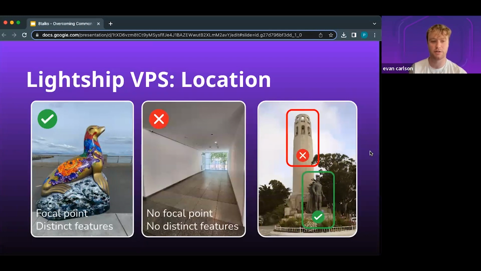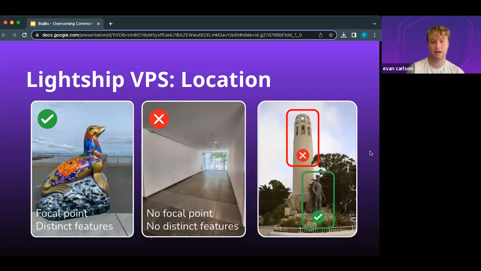Here are some visuals on good wayspots, not so good wayspots. You can see on the left side, this wayspot has a clear focal point. It has a lot of distinct features, and for the most part, it's not reflective or transparent. In contrast, the second photo does not have a clear focal point, and there's not many distinct features on the walls, and the floor is a repeating pattern. So this one won't track quite as well as the first wayspot. It probably won't localize as quick as the first wayspot.